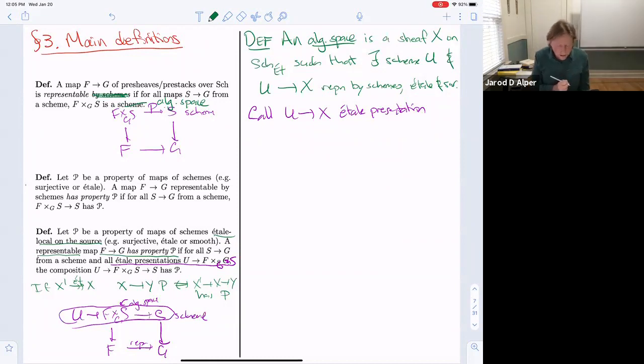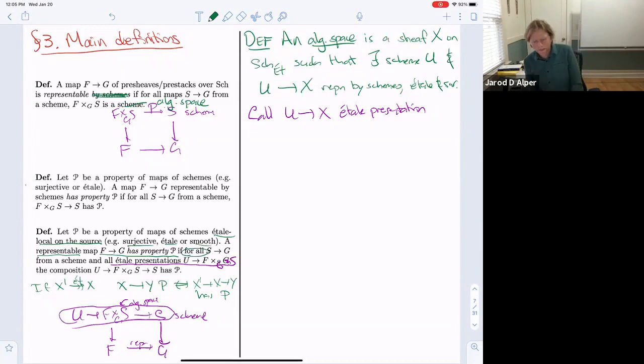Yeah, almost always. I think technically you probably want to say it's also tau local on the target. Maybe you need it to be stable under composition and base change. But yes, usually you can check all these properties by taking a single cover. And certainly for surjective, étale, and smooth, you could change this for all to an exists.